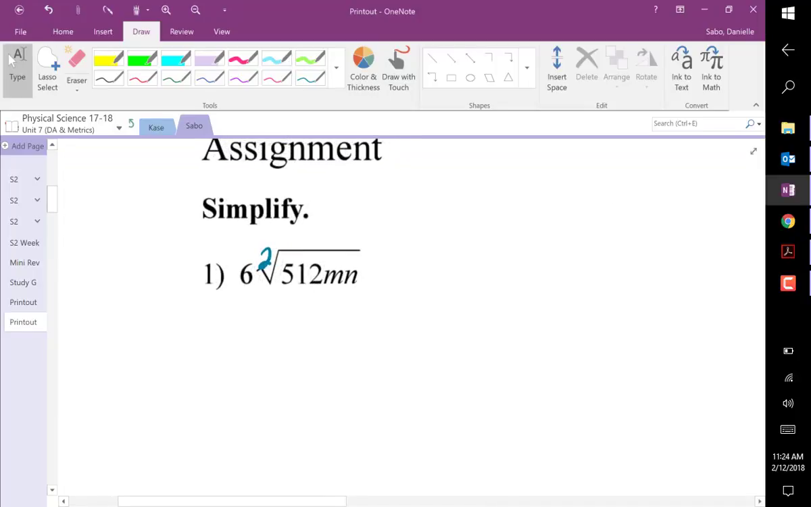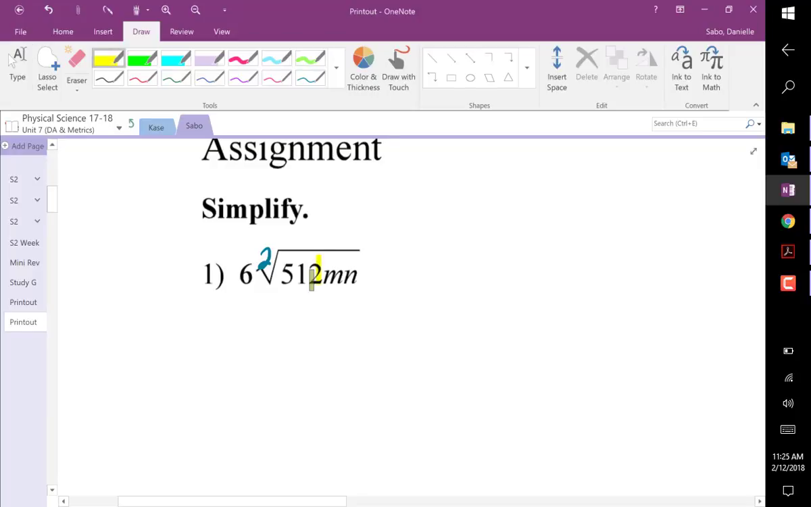We have to break down 512. Now, that's a really big number. So first, what I want you to do in your calculator is to see, is 512 a perfect square? Do the square root of 512 in your calculator and see if it comes out nicely. If it doesn't, then we have to break it down. Let me know what you get when you take the square root of 512. A decimal, so it's not.